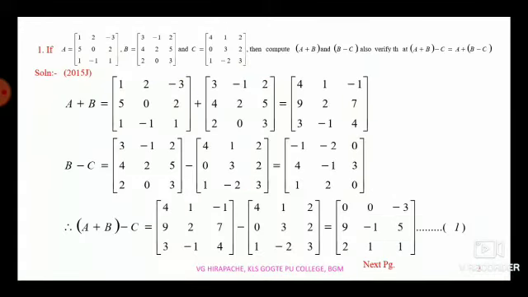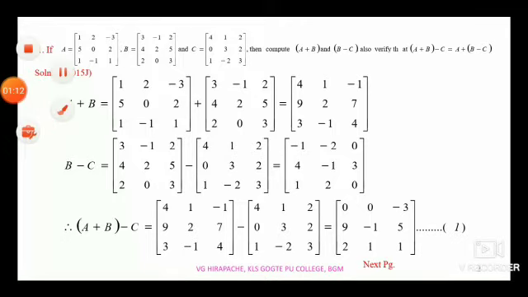If matrix A is a matrix of order 3 cross 3, B is another matrix of the same order, and C is a matrix of order 3 cross 3, then this time we have to compute A plus B and B minus C. Then we also have to verify that (A plus B) minus C is equal to A plus (B minus C). Dear students, this question was given in the year 2015 in the supplementary examination.